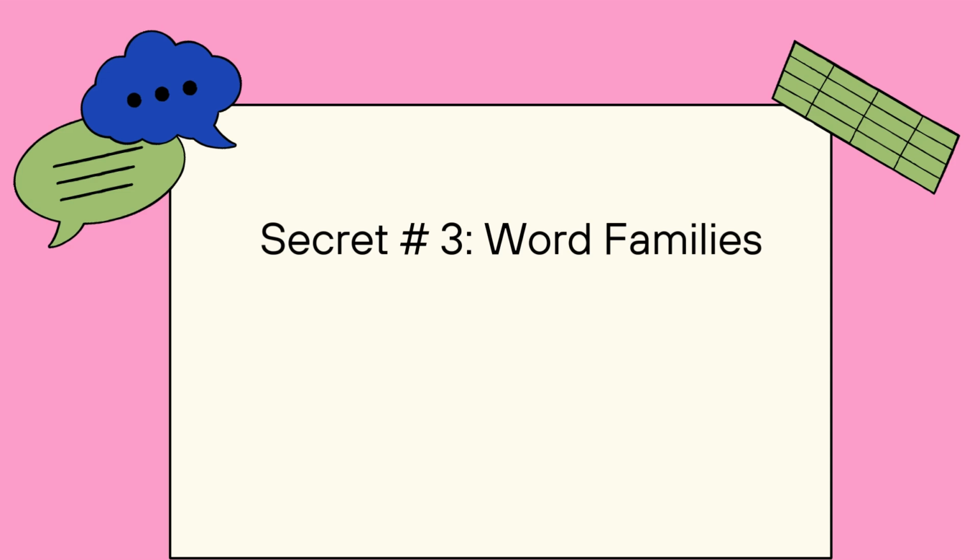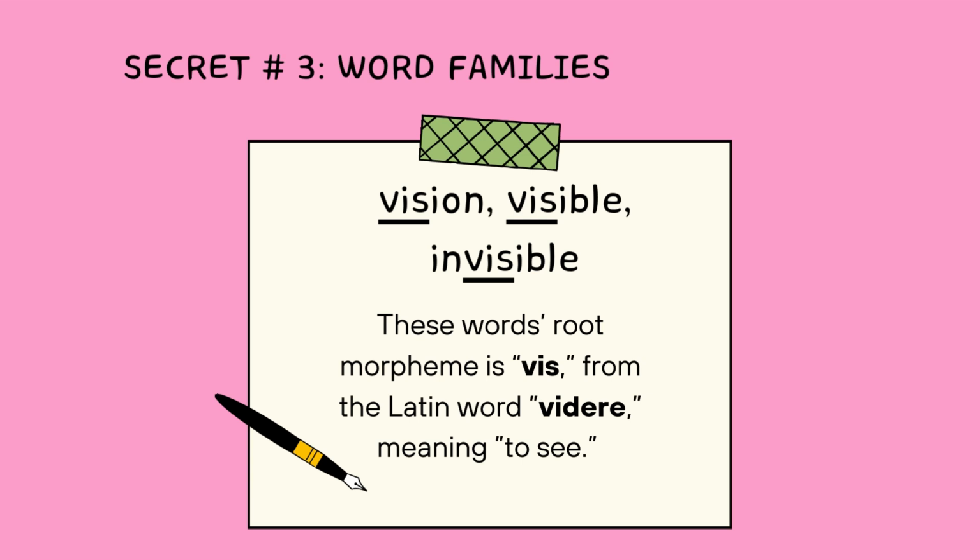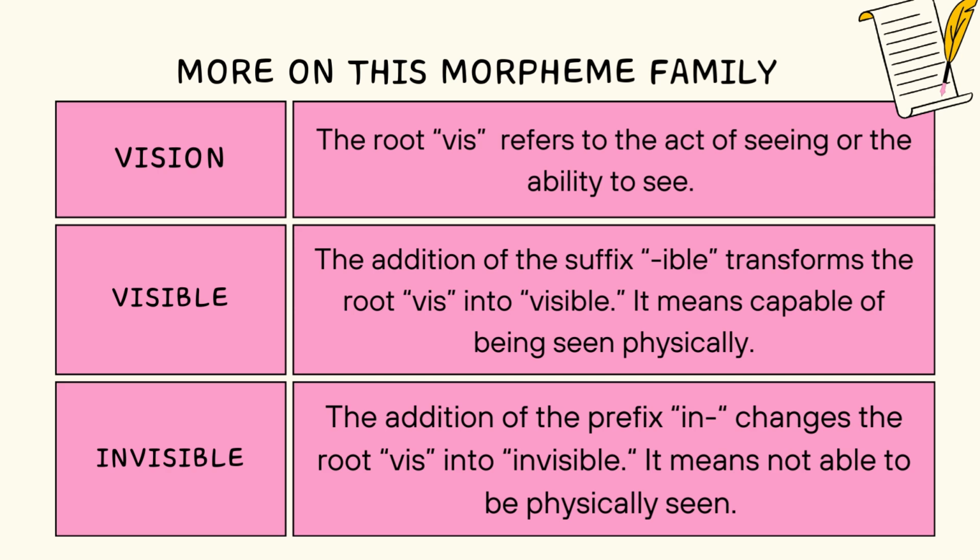Secret 3. Word family. Words that come from the same morpheme family often share the same root word, which gives them similar or related meanings. Vision, visible, invisible. These words' root morpheme is vis, from the Latin word videre, meaning to see. More on these morpheme families.